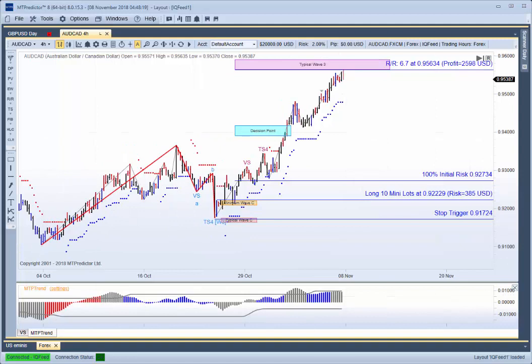So why do we like these trade setups? Well, because as you can see here, the profit was approximately 6.7 or 6.5 times greater than the initial risk, and that's why we like these, not because they have a high success rate, but because they normally have profits that are much larger than the initial risk. Why is that? Well, typically the wave 3 is the strongest and longest in the completed 5-wave sequence.